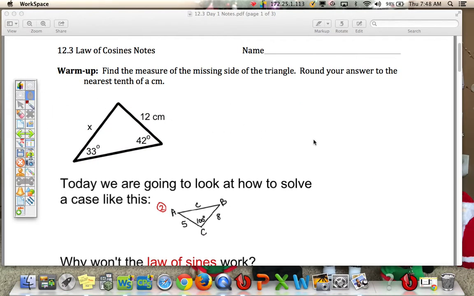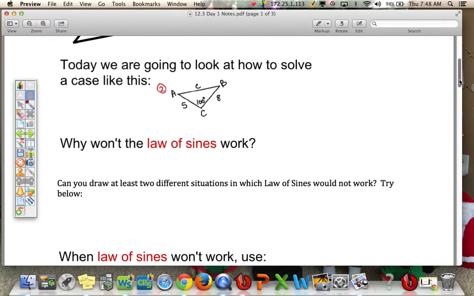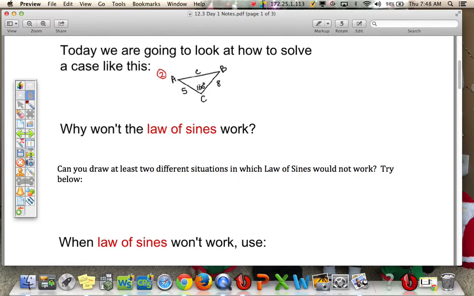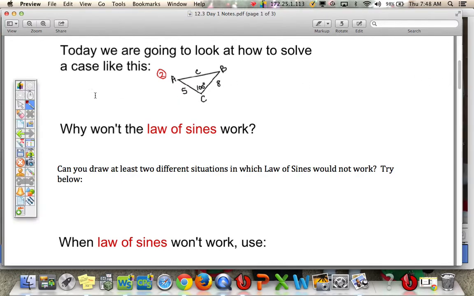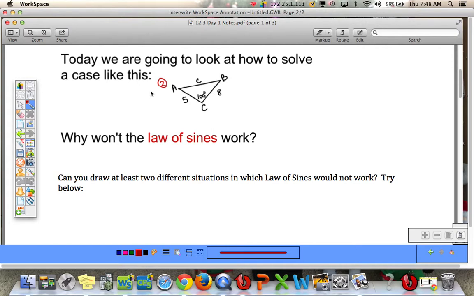Today we're going to look at how to solve a case like this, where if you notice again, it's not a right triangle. This is 100 degrees right here. We don't have a complete ratio. What I mean by that is, we have the 100, but we don't know the side. We know side 5, but we don't know its opposite angle. And we know side a, but we don't know angle A, even though we know its opposite side. So law of sines won't work because we don't have a complete ratio to use to solve. Any ratio that we would try to set up, you would have two variables and you wouldn't be able to solve for one of them.